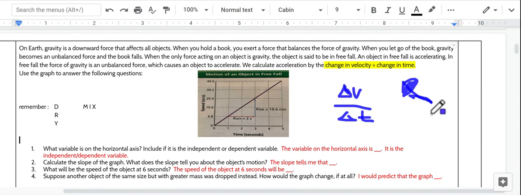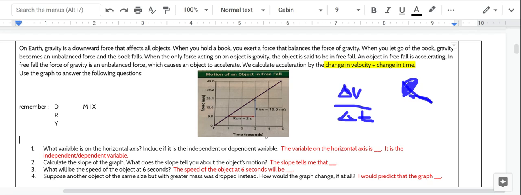So now let's go back at our questions here. What is the variable on the horizontal axis? This is the horizontal axis. What are we looking at here? Read this right here. Number 2, calculate the slope. Now I'm going to give you another hint on here. The slope is the rise over run, and it's right there for you.